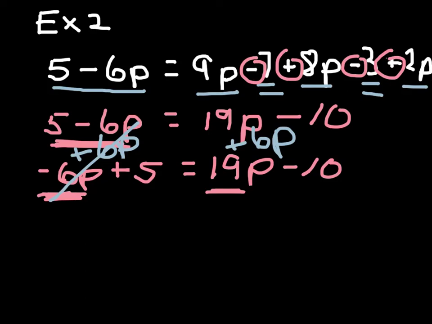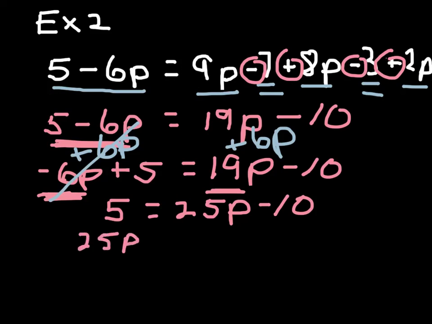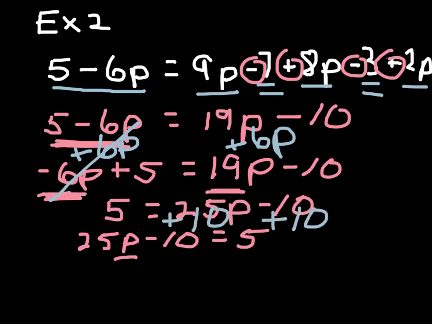So what do I have now? I have 5 left over on the left side. 19 plus 6 is 25p minus the 10. Now I'm going to flip the two sides and simply write this as 25p minus 10 equals 5. Now I'll solve it. What are they doing to p? They're subtracting 10, so I'm going to add 10 to both sides, causing the 10s to cancel. That's what I want. So I have 25p is equal to 15.